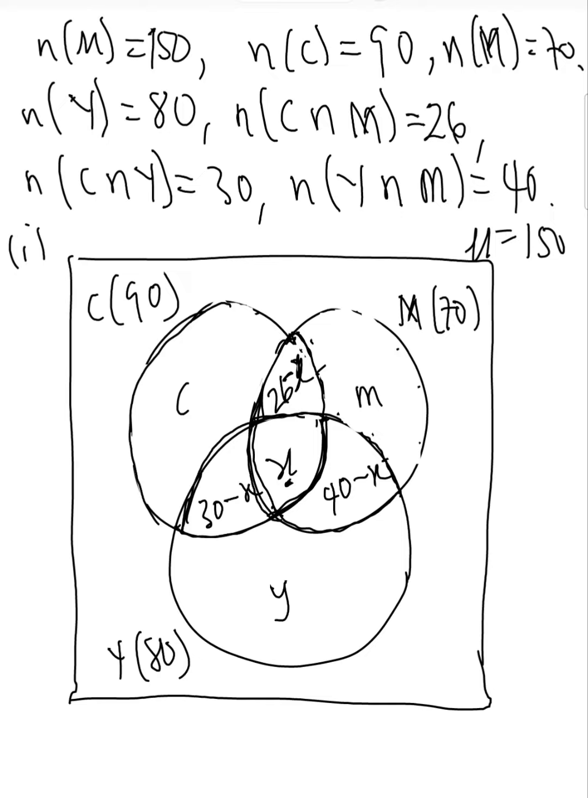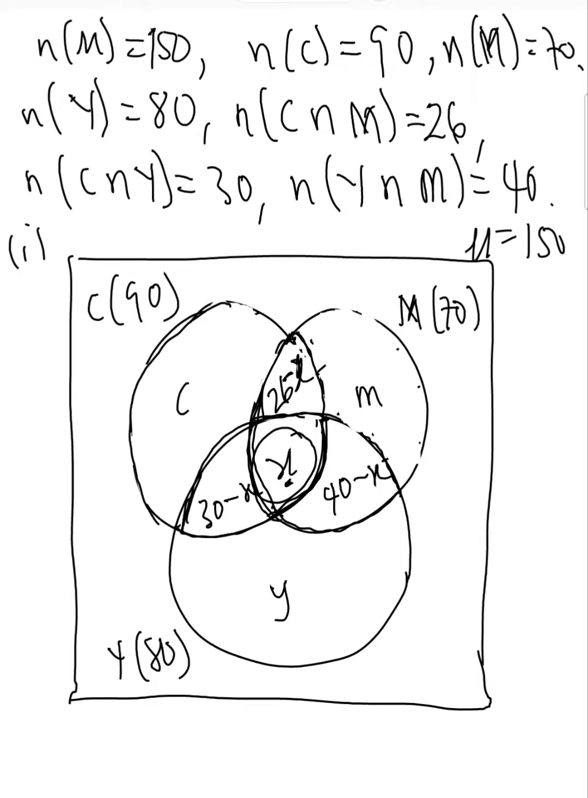Now let's look at II. The II said we should find the number of traders who sell all the 3 food crops. So the number of traders who sell all the 3 food crops will be the intersection of all the 3 food crops, which is x. So in actual sense, we have to find the value of x. That's the meaning. Okay. So once we understand it that way, then we can look at it.